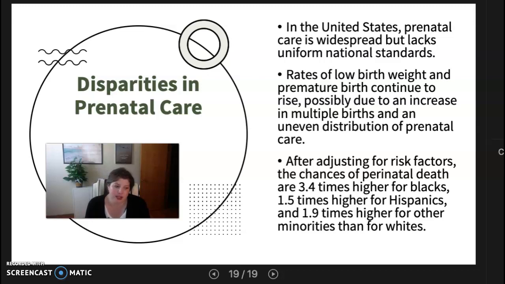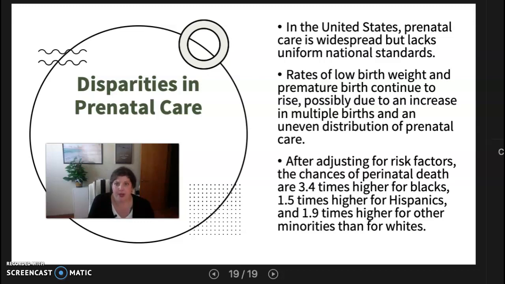And then of course, if you don't have health insurance, that's a whole other layer of how you handle that. There are definitely places where you can go to get free prenatal care, but it depends on your location and geography and things like that.